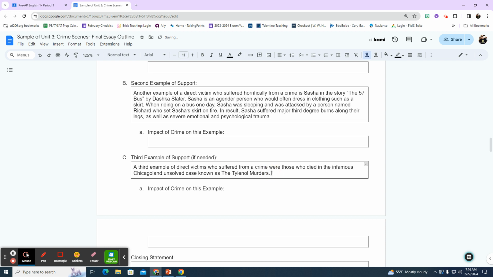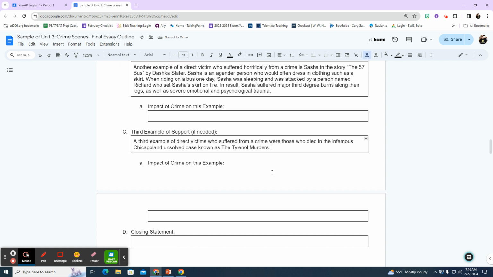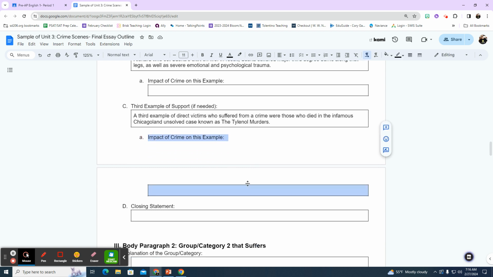Okay. And then, of course, I would repeat the process too. I would go back and explain what happened, how these people were direct victims, and then once again, do the impact of the crime. So once again, I'd like you to pause now and do your third example. But remember, your third example should most likely be something from the real world that was outside of our curriculum, something that you particularly studied or a different source. Remember, you wanted two from our unit and then one of your own. So go ahead, pause the video, and do your third one here.